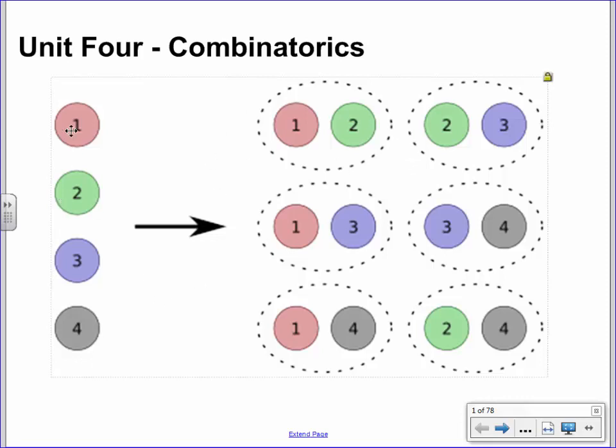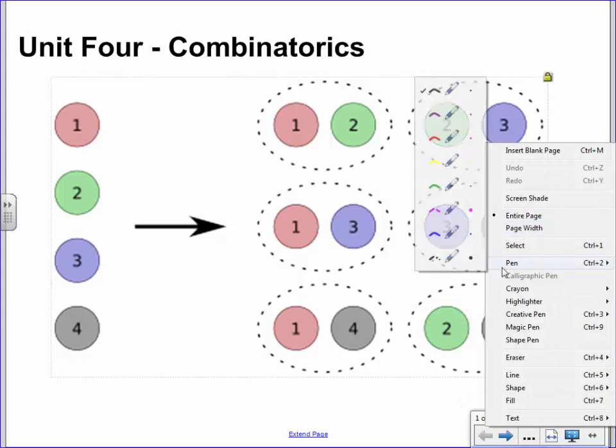Here's an example. Let's say that I gave you four items. I don't care what the items are, but just imagine you have the numbers 1, 2, 3, and 4. And I asked you to take any two of them and put them in order. Here's how many ways you could do that. You could take 1 and 2. You could take 1 and 3. You could take 1 and 4, 2 and 3, 3 and 4, or 2 and 4. Those are the only combinations you have because everything else has already been accounted for.